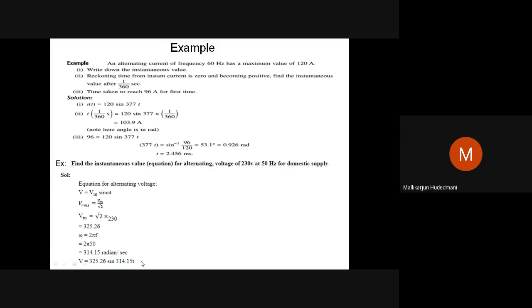This is an equation, so you must be careful. 230 volt 50 hertz wave means it has 325.26 peak value, or 230 into root 2 is its peak value, sinusoidally progressing at 314.15 radians per second. That is what we get from this problem.